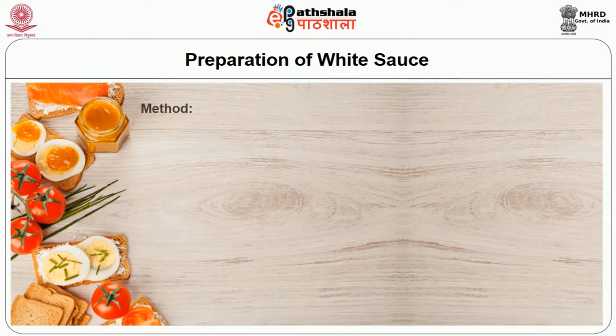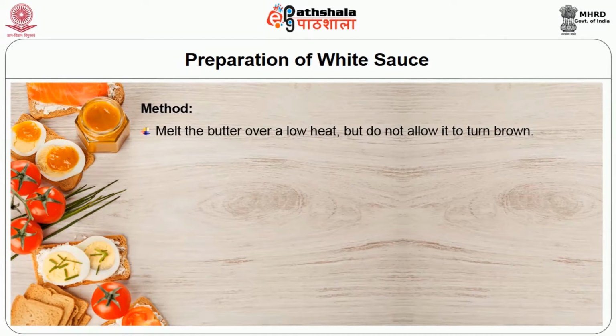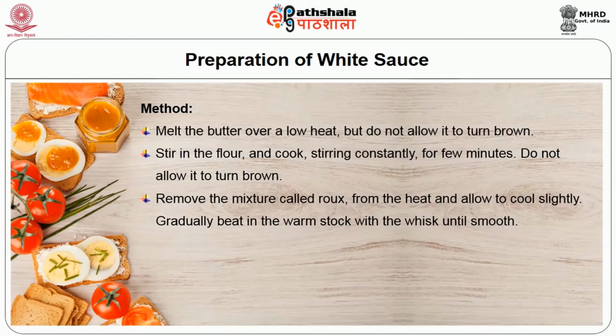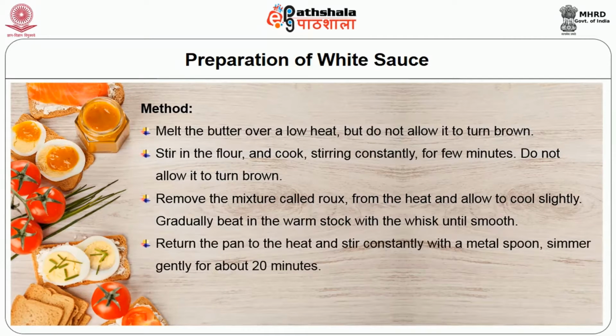Coming to the method of preparation, first melt the butter over a low heat, but don't allow it to turn brown. You should be very cautious in this. Stir in the flour and keep stirring constantly for a few minutes. Remove the mixture, called roux, from the heat and allow it to cool slightly. Gradually beat in the warm stock with a whisk until it is smooth. Return the pan to the heat and stir constantly with a metal spoon. Now simmer gently for about 20 minutes.